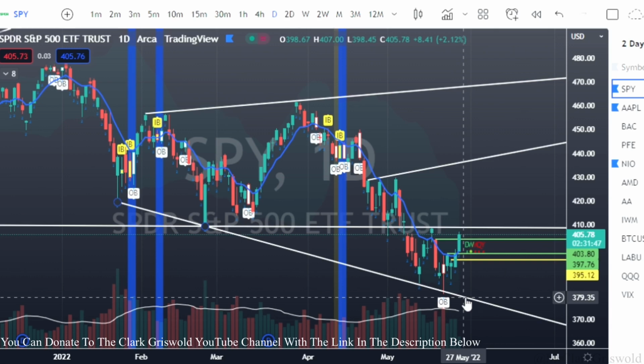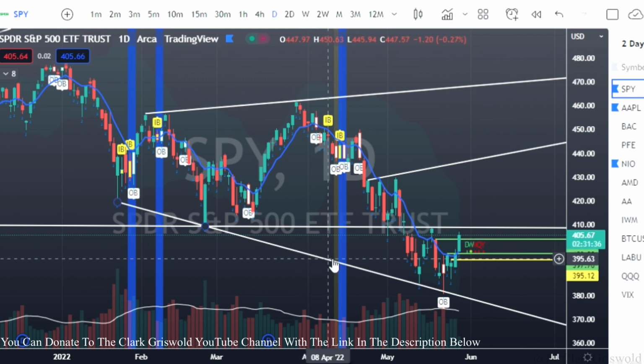This one will be added to it as we look at broadening formations today. I know a lot of people who do the Strat have difficulty trading with broadening formations or drawing them. So I want to go over that with you guys today.